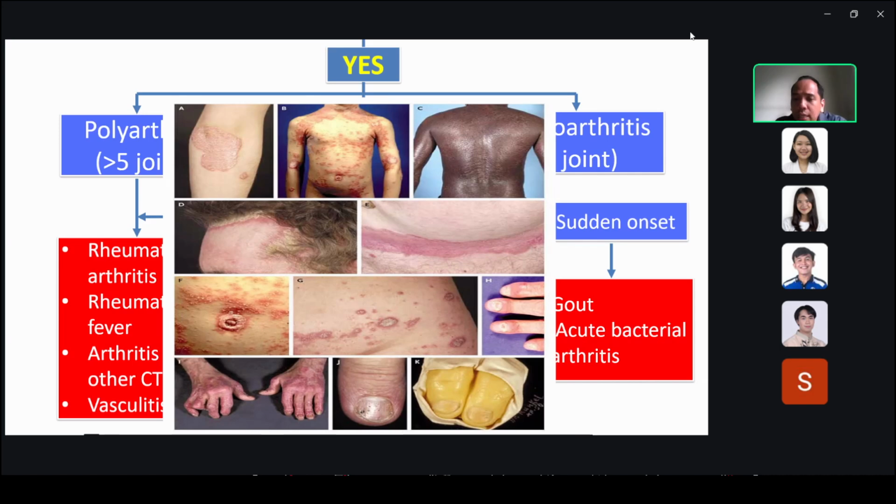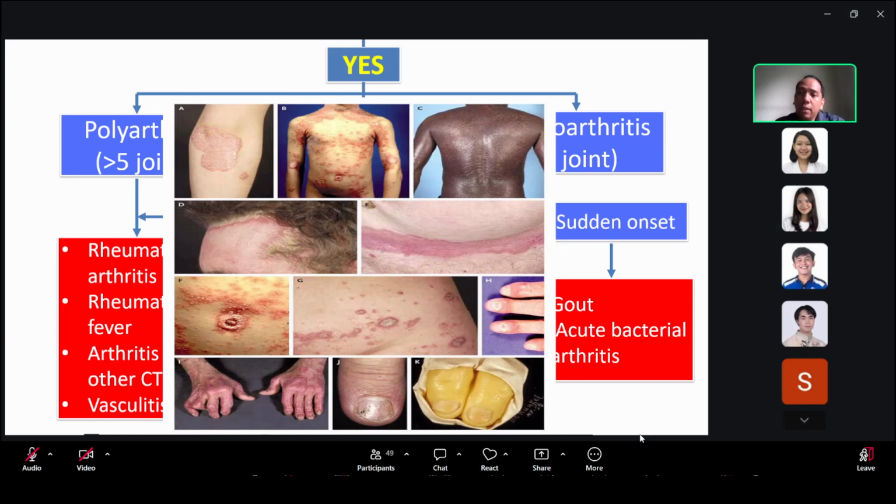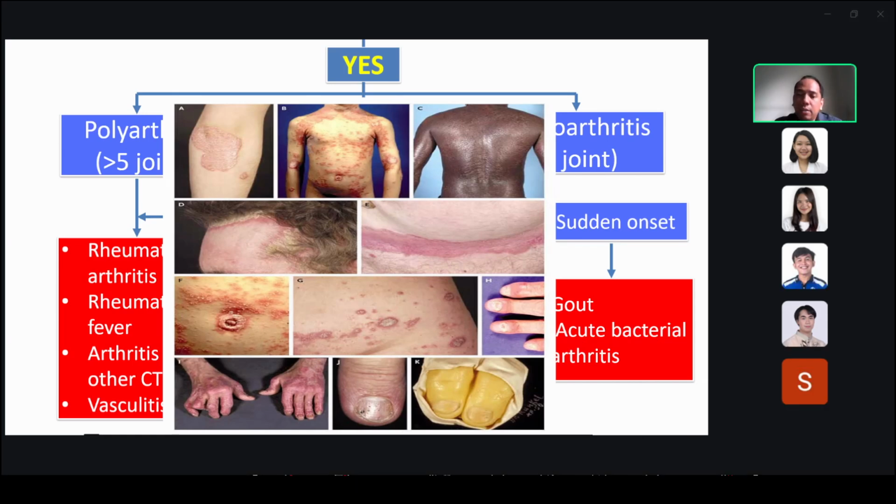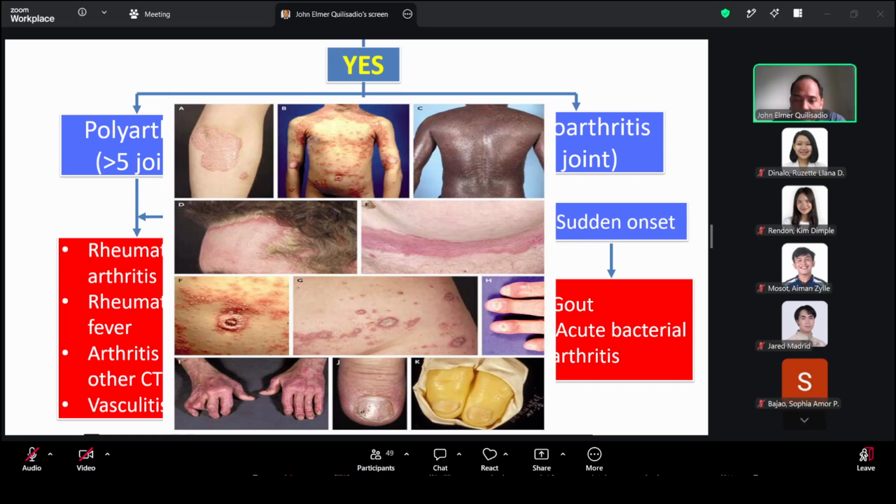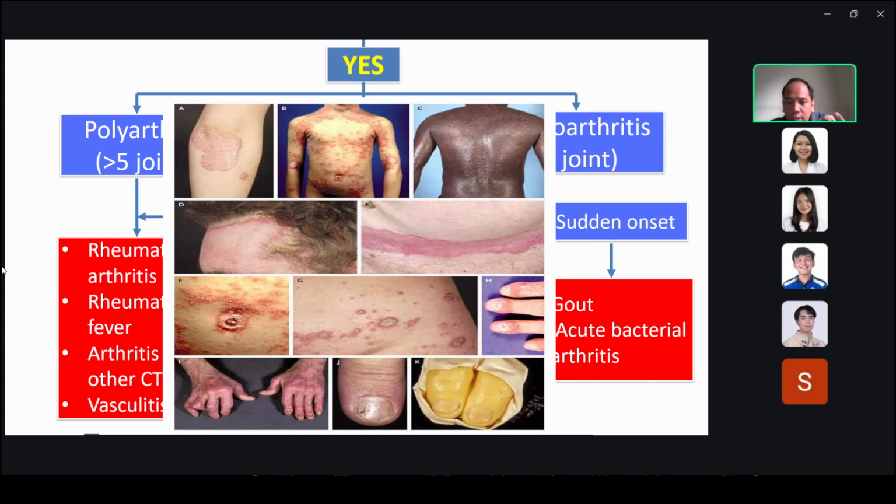And then letter E, sa mga flexural sites like sa bilbil, sa liog, sa may kilikili, sa may siko. And then letter F, I think this is inverse yata to sa may breast area. Letter G, parang mga pustular. Letter H is mga nail changes, no? Yung letter I are yung mga deformities sa hands and the dactylitis as well as with the nail changes. Letter J, yung mga nail pittings.